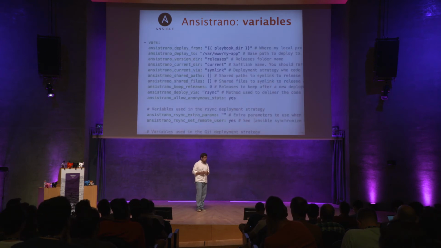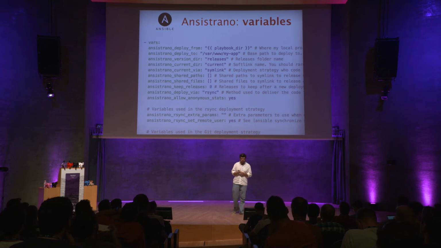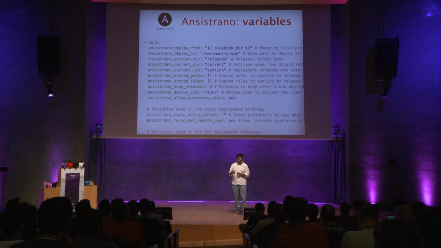There's a ton of variables that Ansistrano has that lets you define the way it works. Basically, here we have the deploy from and to. These are directories where we have our code and where it's going to end up in the servers. Then we have the current symlink, the way we are going to update the symlink, share paths, share files, etc.